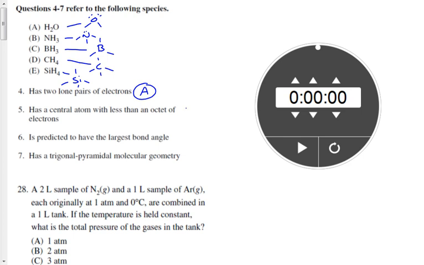6 is predicted to have the largest bond angle. Which one would that be? It would also have C.